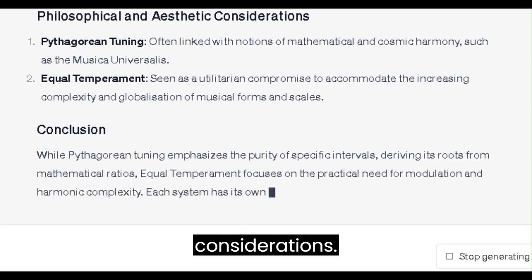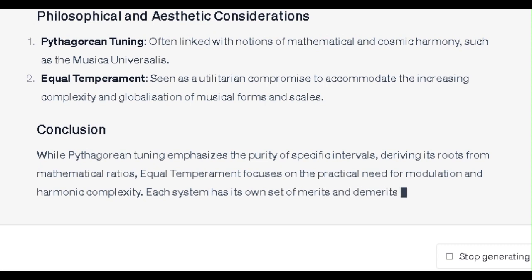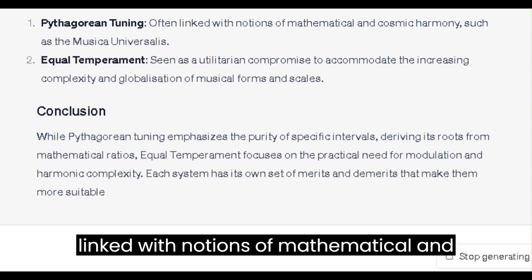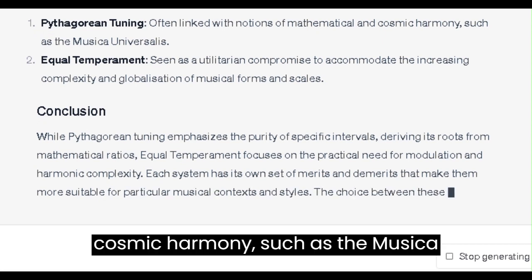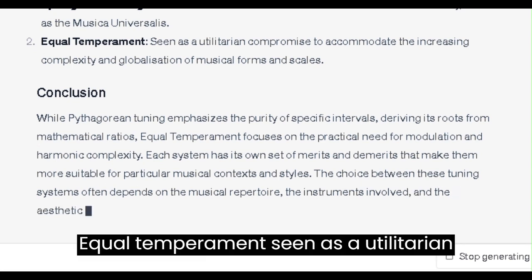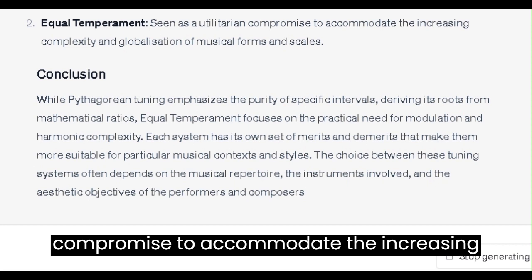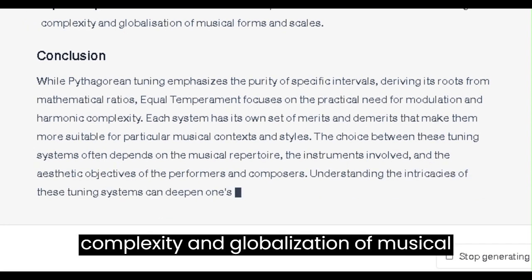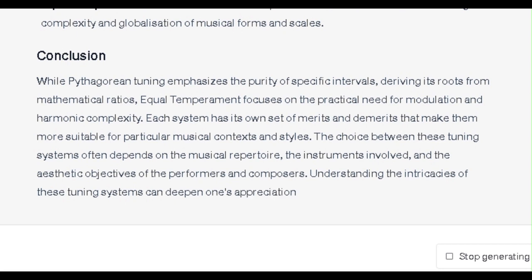Philosophical and aesthetic considerations. 1. Pythagorean tuning, often linked with notions of mathematical and cosmic harmony, such as the Musica Universalis. 2. Equal temperament, seen as a utilitarian compromise to accommodate the increasing complexity and globalization of musical forms and scales.